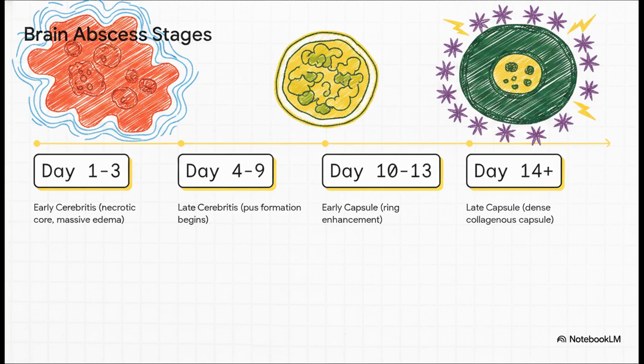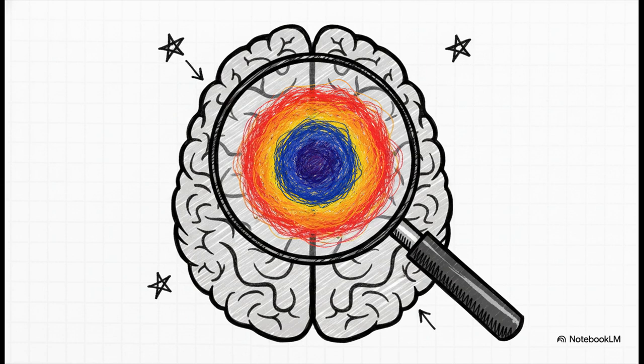Just inflammation, a necrotic core, and lots of edema. Days 4 to 9, late cerebritis. The pus actually forms. Then days 10 to 13 is the early capsule stage, where a wall starts building. Finally, day 14 and beyond, late capsule. You've got this dense wall, but the reactive astrocytes around it mean your patient is now at a super high risk for seizures.